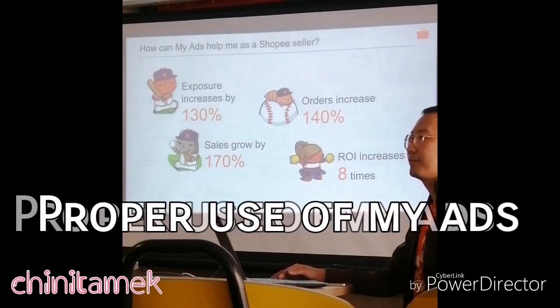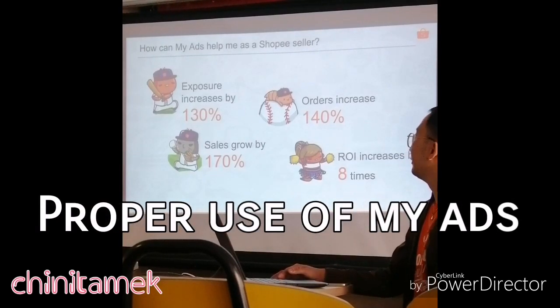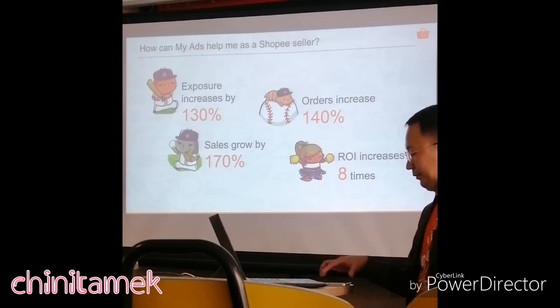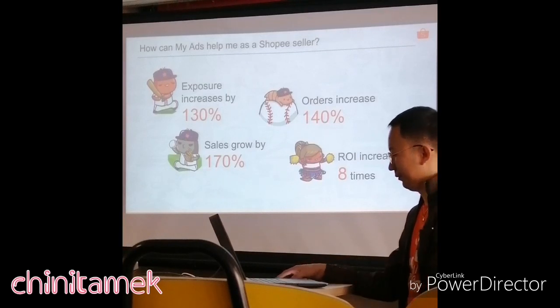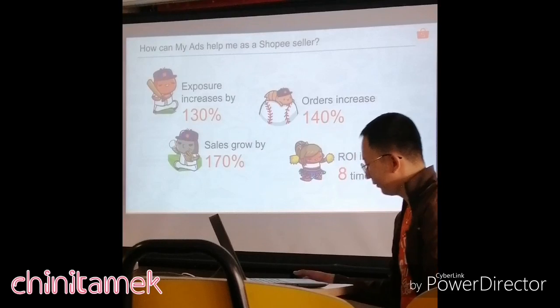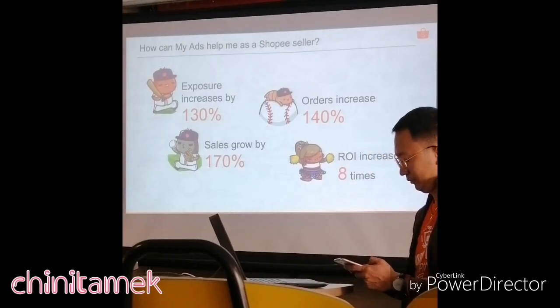So how can the proper use of My Ads help me as a Shopee seller? Based on the seller's data that we have from 2018 as well as from other regions, your exposure can increase to as much as 130%. Your orders can increase up to 140%. Your sales will also grow by 170%. And most importantly, your ROI from ads can increase up to 8 times.